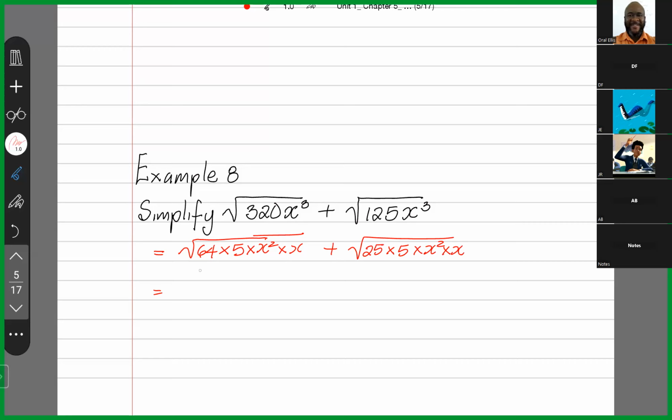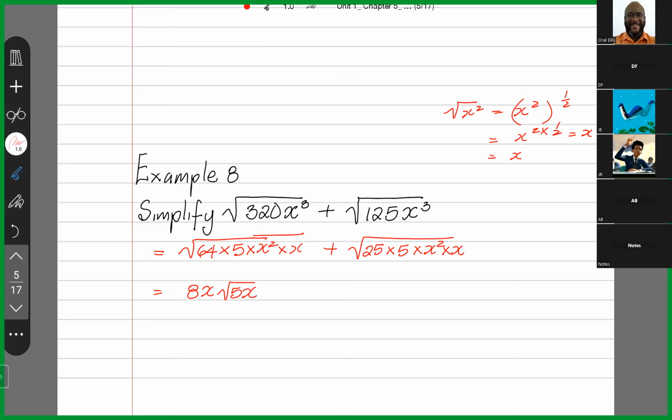Now, the square root of 64 is 8. The square root of x squared is x. So the square root of x squared is the same as saying x squared to the half power, which is the same as saying x squared times a half, which is the same as saying x to the 1, which is just what? X. So the square root of x squared is x. So what we have left under the bracket is the square root of 5x.